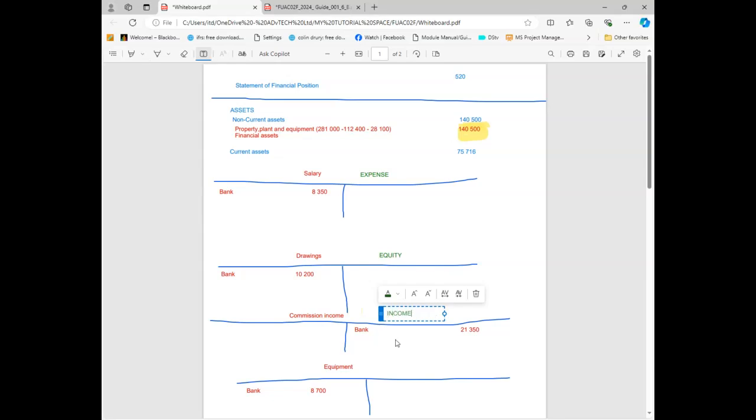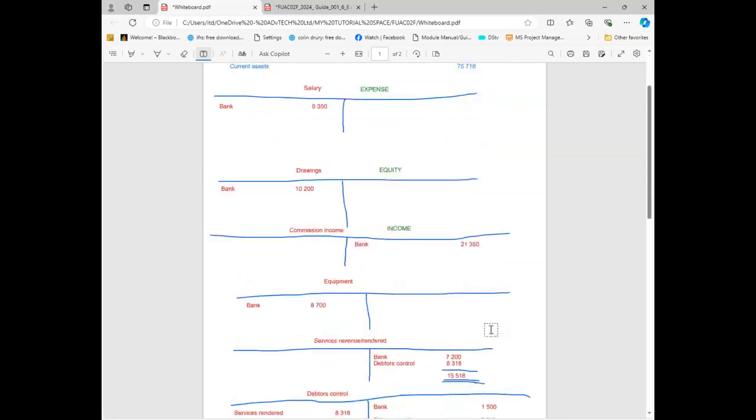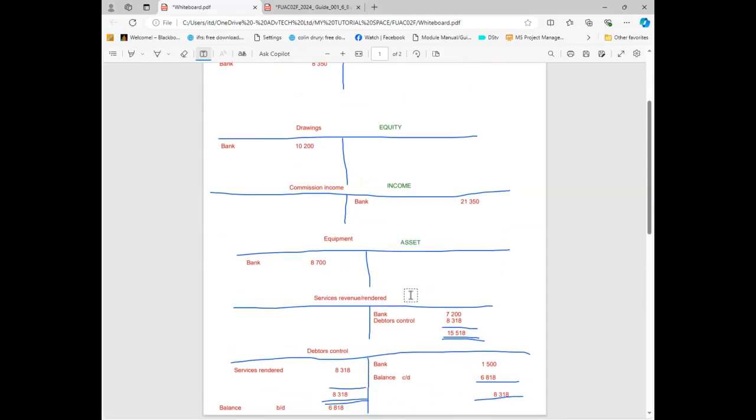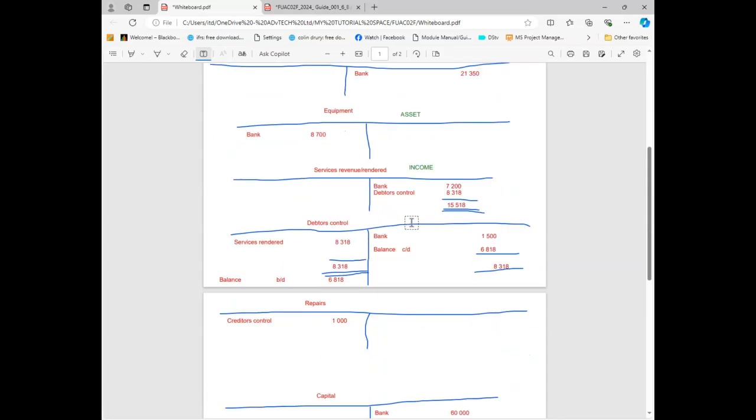Yes, unless it is accrued income. Commission that is accrued is going to be an asset. Equipment, that's an asset. Perfect. Don't worry, in future you're going to know them. You are learning. Services rendered? Income, sir. Perfect. And then debtors control? Asset. Yes, perfect.